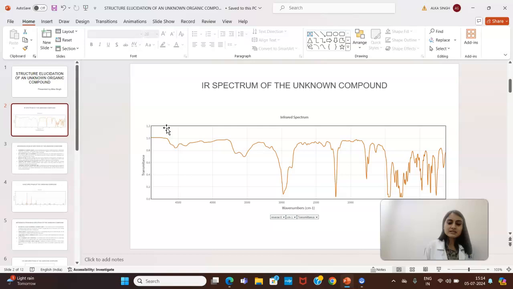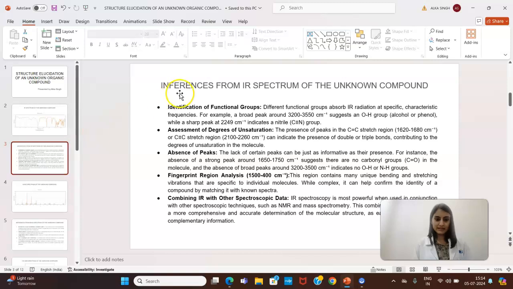In this slide, we will discuss the IR spectrum of the unknown compound, in which we will discuss how we identify the functional group, and then assess the degree of unsaturation, how to figure out the absence of peaks, and the fingerprint region analysis. Besides that, we'll discuss combining IR with other spectroscopy data. So for this, we will go to the next slide.